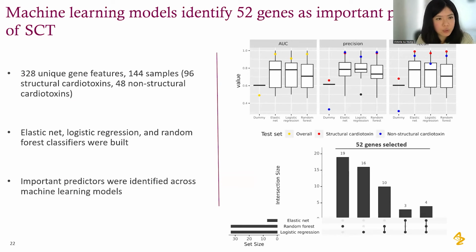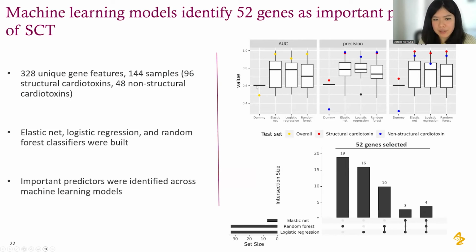And now we come on to our results. So if we look at the box and whisker plots on the right-hand side, we have three different ways of assessing our models. One is the area under the curve. One is the precision, that is how well of all the structural cardiotoxins you predict, how many of them are actually structural cardiotoxins, and the recall, which is of the true cardiotoxins in the data set, how many of these do you predict correctly?